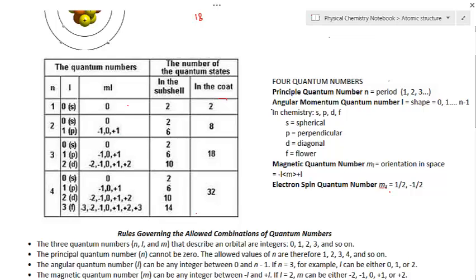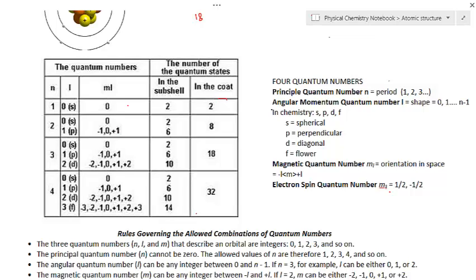The last quantum number is ms, or the electron spin, which can be plus a half or minus a half. And this is actually the orientation of the electron spin. In chemistry, we describe it as spin up or spin down. And the Pauli exclusion principle states that no 2 electrons can have the same set of 4 quantum numbers. And this really implies that there's always a spin up and a spin down in the same energy level.